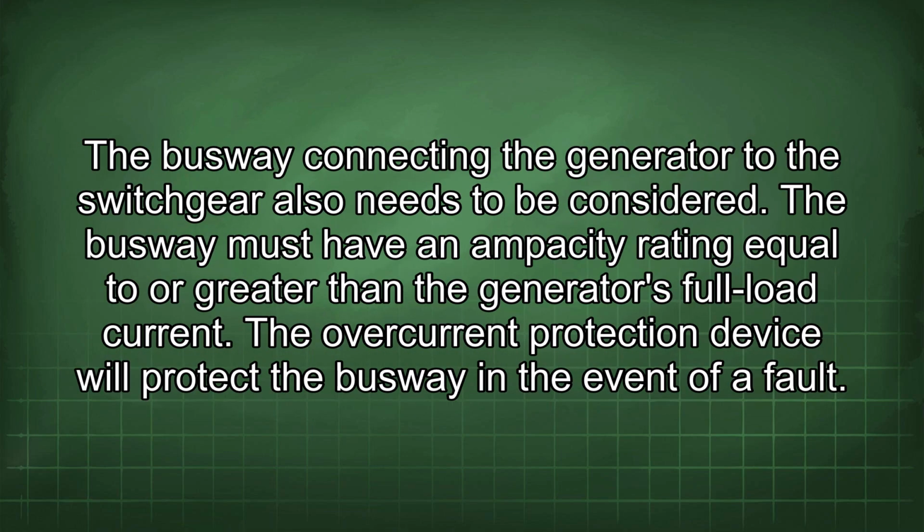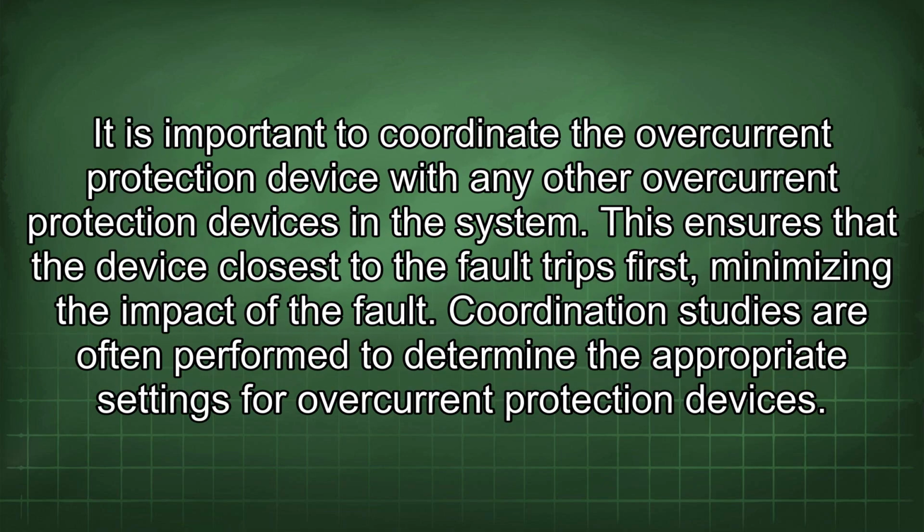The busway connecting the generator to the switchgear also needs to be considered. The busway must have an ampacity rating equal to or greater than the generator's full load current. The overcurrent protection device will protect the busway in the event of a fault. It is important to coordinate the overcurrent protection device with any other overcurrent protection devices in the system. This ensures that the device closest to the fault trips first, minimizing the impact of the fault. Coordination studies are often performed to determine the appropriate settings for overcurrent protection devices.